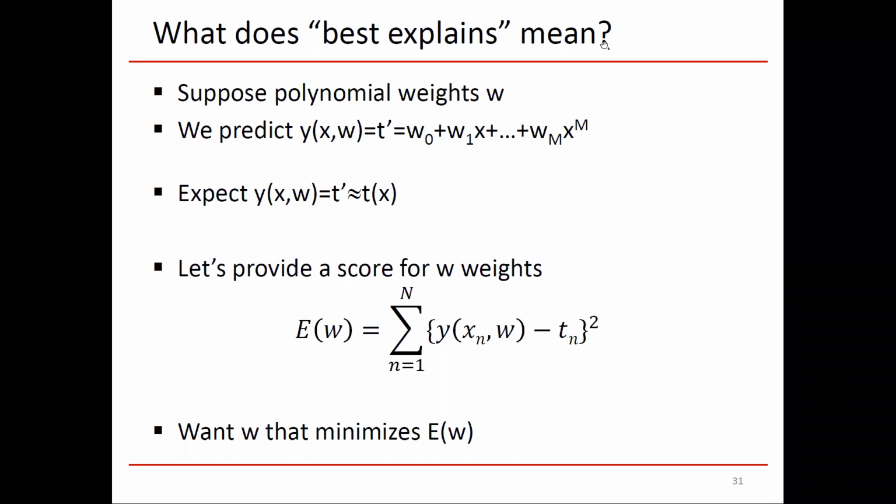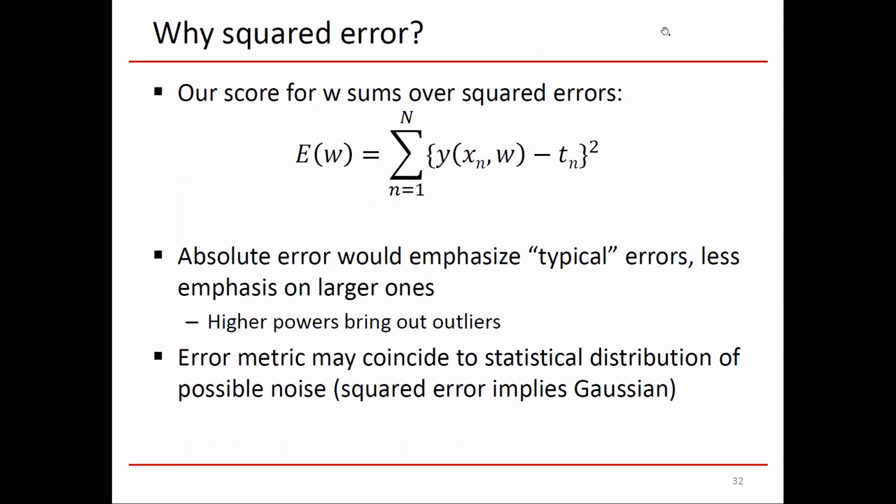In our world, we'd like a low squared error E of w. You could have a different score for different scenarios. Now, why squared error? We're summing over the squared error between y and t. y is the predicted function, the curve fit function from x with weights w, and t is the observed target function. And there are different types of error.